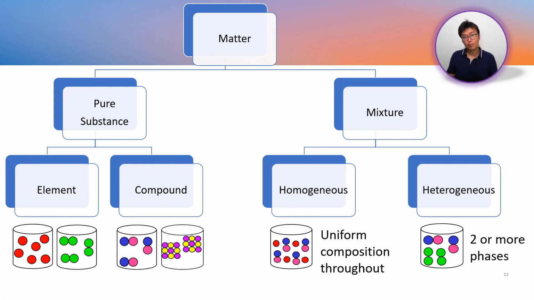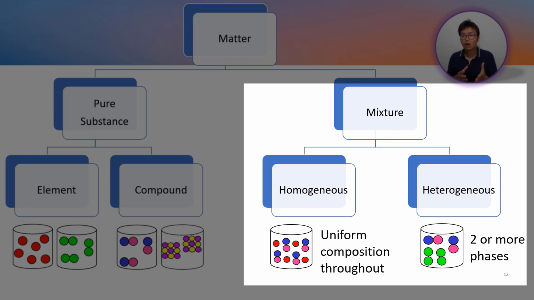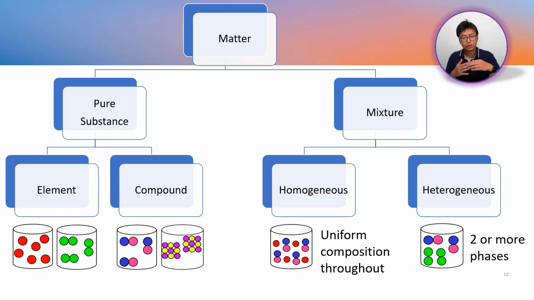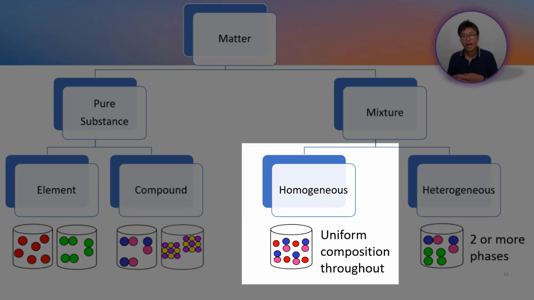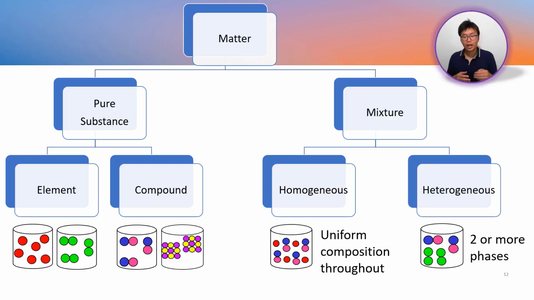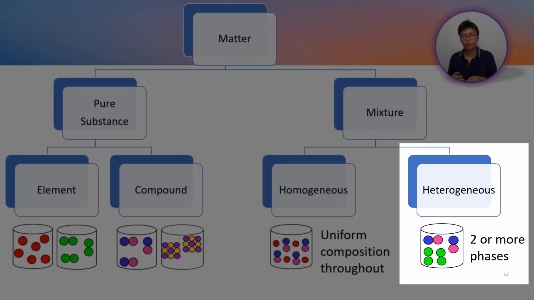So now let's jump back to the mixture. For mixture, we have two types. Earlier we talked about air, something we cannot see, but it's a mixture. And then we also talked about oil and water, the vinaigrette mixing, something that we know is a mixture, but we can see different layers. So in terms of the definition, we have two types of mixture: homogeneous mixture and heterogeneous mixture.